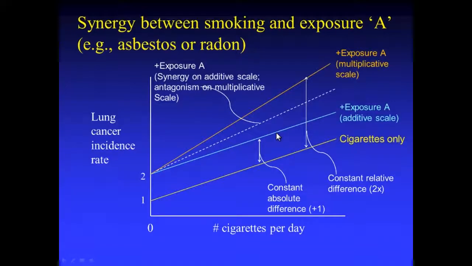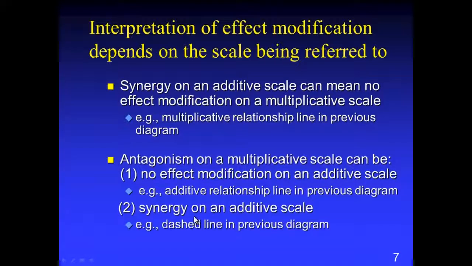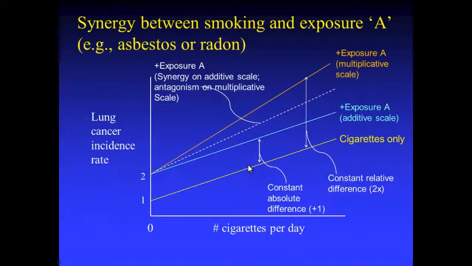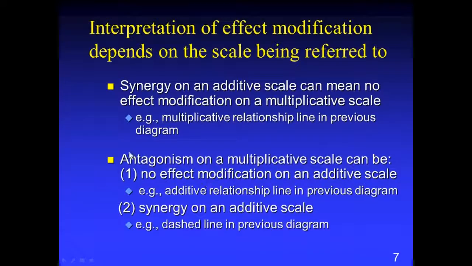So, represented by this line here, which is no effect modification on an additive scale, but it is antagonism on a multiplicative scale. And finally, synergy on an additive scale can be antagonism on a multiplicative scale. So this is represented by this dashed line here. So this slide simply sums up those three situations.